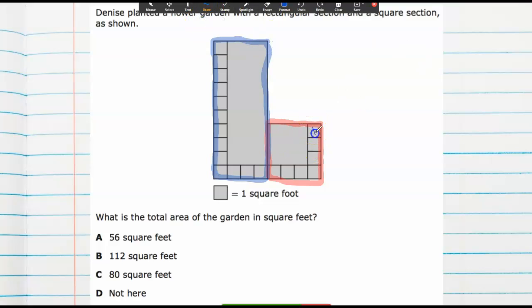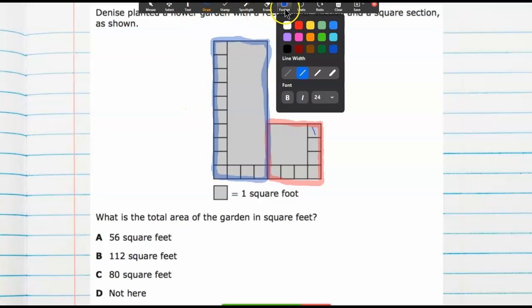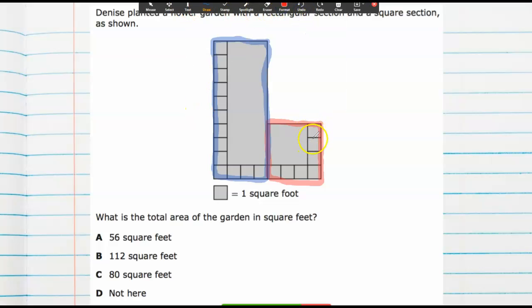For red, I have 1, 2, 3, 4. 1, 2, 3, 4. And 4 times 4 is 16. So I have 16. Okay, for blue, 1, 2, 3, 4. 1, 2, 3, 4, 5, 6, 7, 8, 9, 10. So over here, I have 10 times 4, which I know is 40.